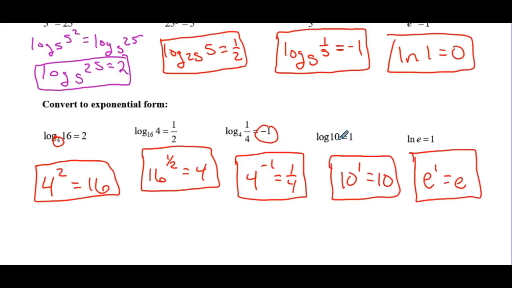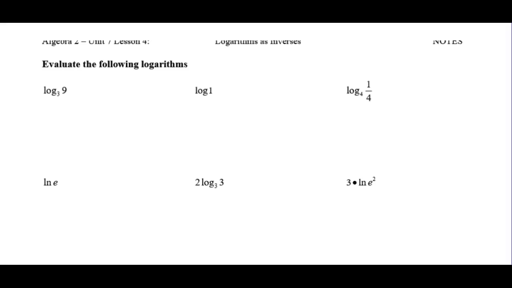Okay. Hopefully this wasn't too tricky. Hopefully you recognize since there's no base here, it's a base 10. And since there's no base here, it's a base e. All right. So that's our converting from log form to exponential, from exponential to log form. Now let's get into evaluating.